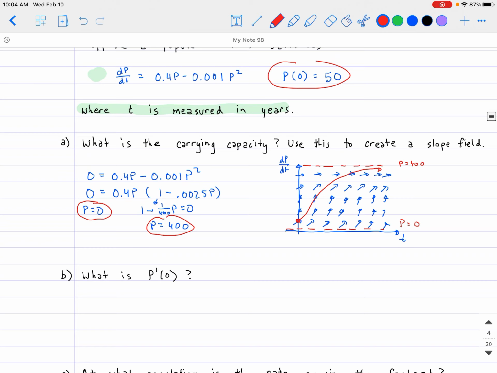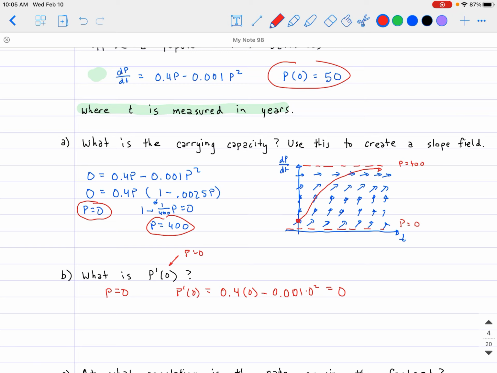Now, what I want to do next is find out what p prime of 0 is. What is p prime of 0? Just to make sure you understand what that means, p represents the population, so dp dt solves for the rate at which the population is growing. So all you have to do is figure out what happens when p is equal to 0. Literally, I'm going to plug p equal to 0 into this equation. Then p prime of 0 is equal to 0.4 times 0 minus 0.01 times 0 squared, and that is equal to 0.